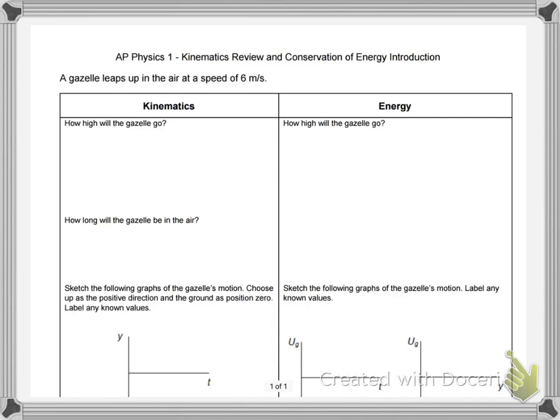A gazelle leaps straight up in the air at a speed of 6 meters per second. It's a way for us to go back and forth and take a look. We could solve this using kinematics. How do we do that? A long time ago, at the very beginning of the year. And now we can do it with kinetic energy, or with kinetic energy turning into potential energy. So the idea is for you to solve it both ways and see the similarities and the differences. There are some graphs down here, so we're reviewing a little bit of kinematic graphs, but also a little bit on potential energy, kinetic energy, and that sort of thing. So keep in mind what it looks like with these graphs. One's with time, one's with position, so keep an eye on that.